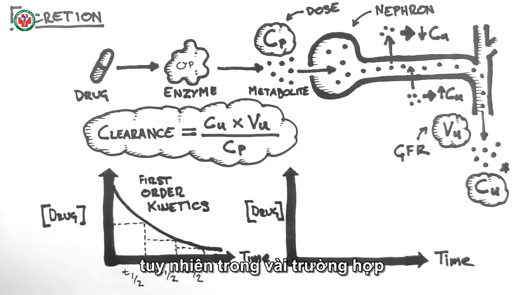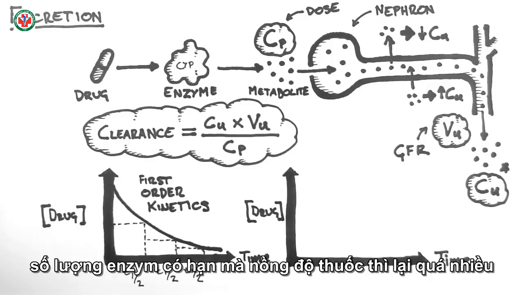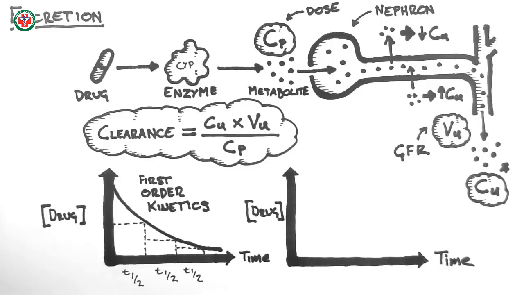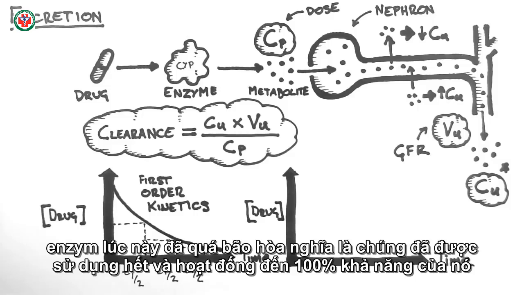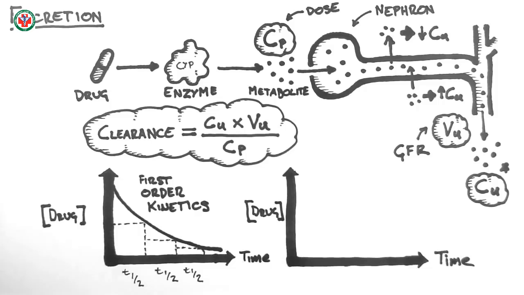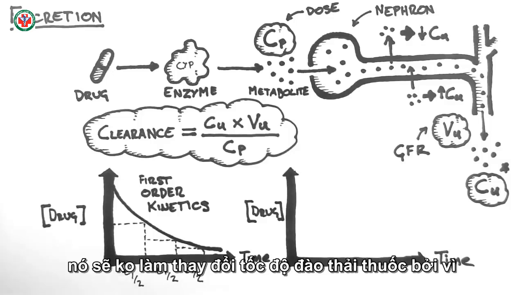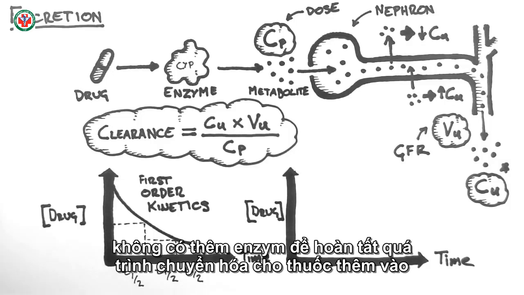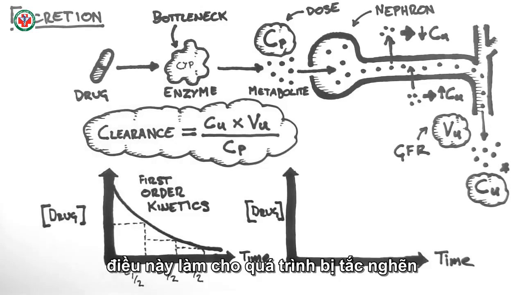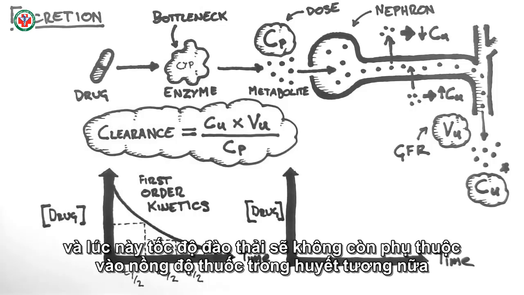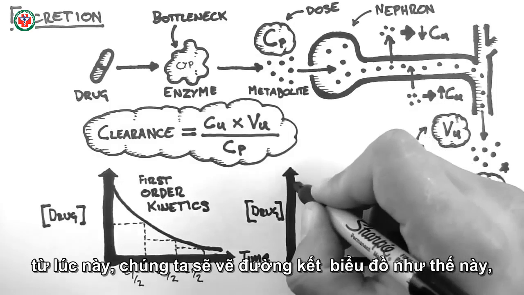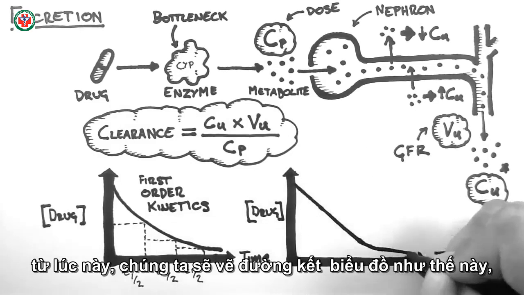However, in some situations, there is a limited amount of enzyme and too much of the drug. The enzyme saturates, meaning that it is all used up and is working at 100% of capacity. This means that if more drug is added to the body, it won't change the rate of excretion because there is no extra enzyme to process the extra drug. This effectively creates a bottleneck in the process, and the rate of excretion is now independent of the concentration of drug in the plasma. Hence we end up with a linear graph like this.